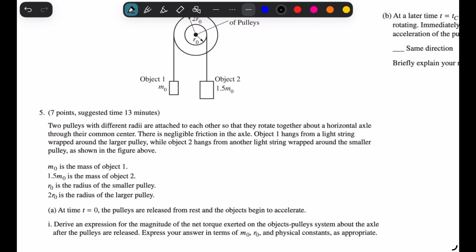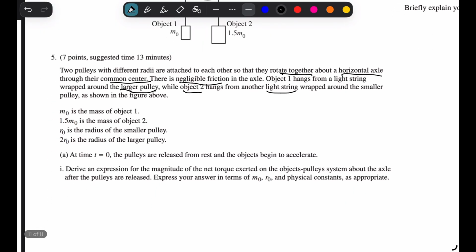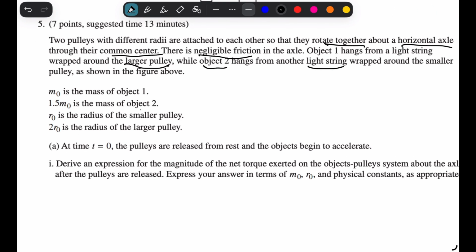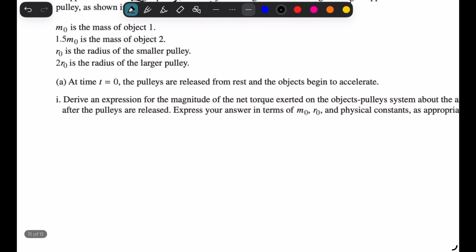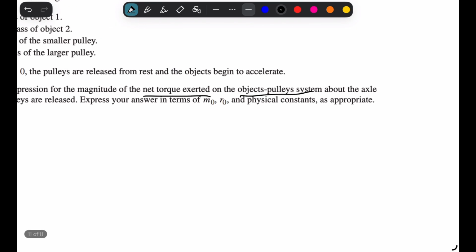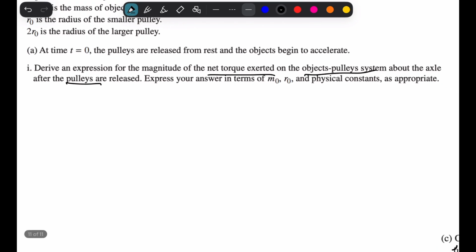On to question 5, we have two pulleys with different radii attached to each other so they rotate together about a horizontal axle through their common center. There is negligible friction in the axle. Object 1 hangs from a light string wrapped around the larger pulley, while object 2 hangs from another light string wrapped around the smaller pulley, as shown in the figure above. So we have M initial, 1.5 M initial for object 2, R initial for the smaller, and 2R initial for the larger pulley. Now, we want to find the magnitude of the net torque on the object-pulley system about the axle after the pulleys are released.